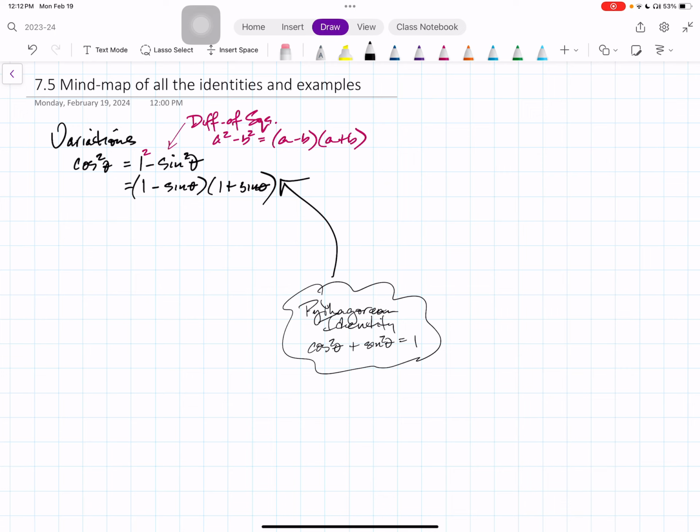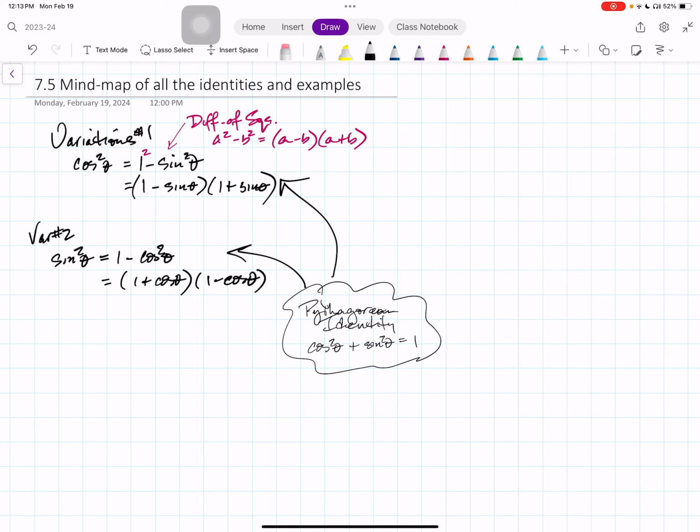There's another one. Variation number 2: you could isolate sine squared theta. What the heck, got to get creative. If you isolate sine squared theta, you subtract your cosine squared theta, and this gives you 1 minus cosine squared theta. And guess what? That's a difference of squares too. So this can be factored as 1 plus cosine theta times 1 minus cosine theta.